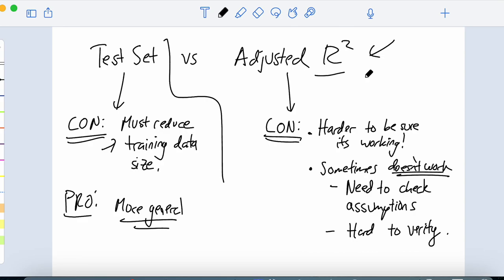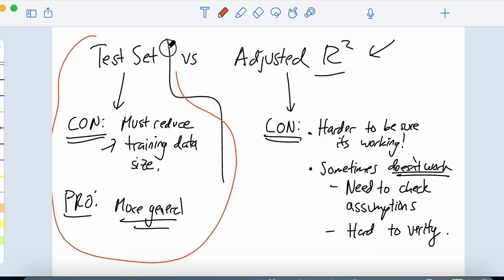So the adjusted R squared, when it works, it's great. It's hard to check when does it work, when does it not work. The test set always works, but you have to reduce your size. And for that reason, I think this is the last time we'll mention the adjusted R-squared. So for the rest of the course, we're going to focus on always using a test set. This will be our choice for the course.